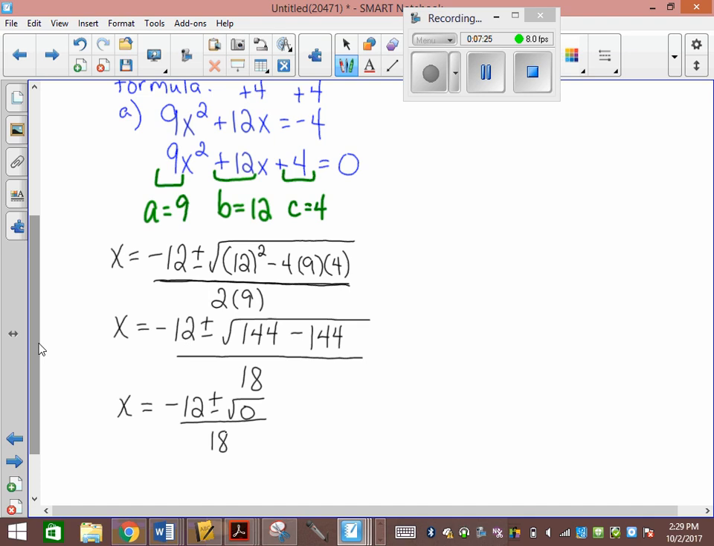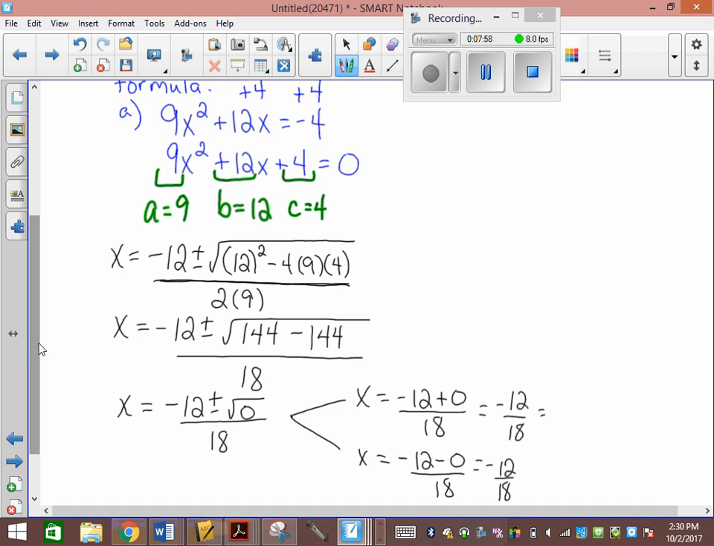Now at this point, you're going to split it up. You're going to get x equals negative 12 plus 0 over 18. And you're going to get x equals negative 12 minus 0 over 18. What does adding 0 and minusing 0 do? Absolutely nothing. So we're actually going to get negative 12 over 18 for both, which reduces to what? You can take 3 out of each of them. Negative 4 over 6. Oh, you can take a 6 out of each of them.